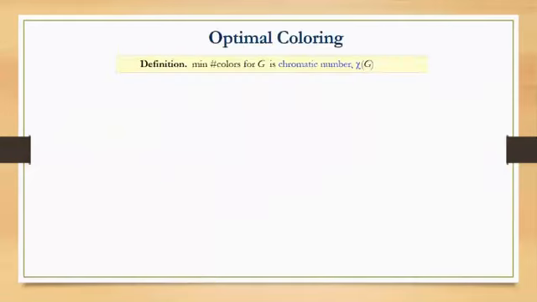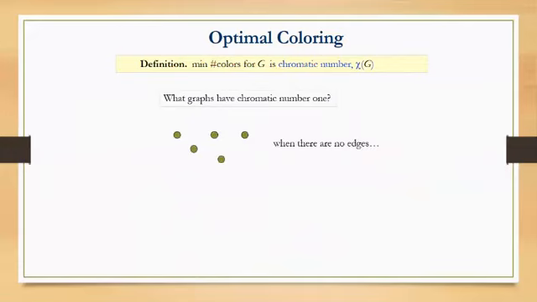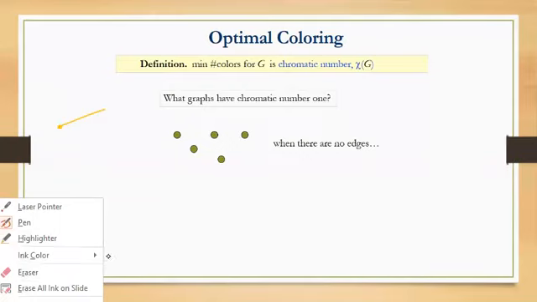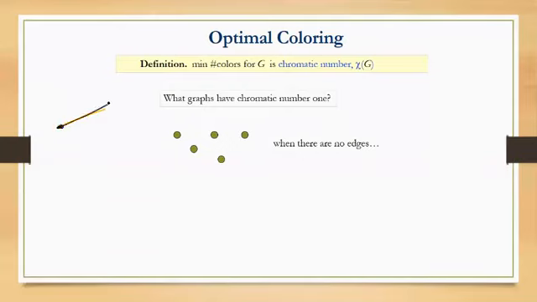So based on that, the optimal coloring, or the chromatic number, is the minimum number of colors for G. It is denoted by that symbol. What graphs have chromatic number 1? Graphs where there are no edges. If we have only vertices, then the chromatic number is 1. Otherwise, even a graph with one edge needs 2 different colors, red and green. I can't have both vertices with the same color.